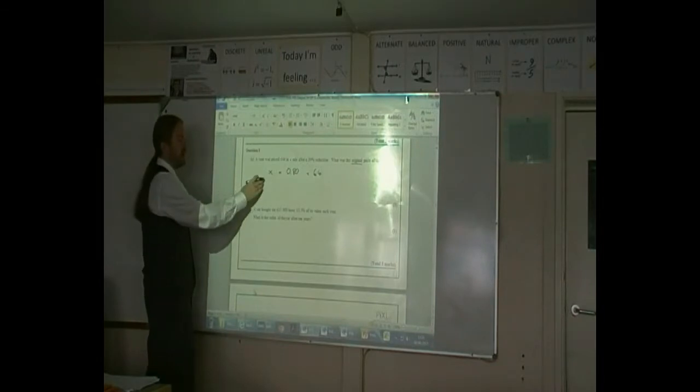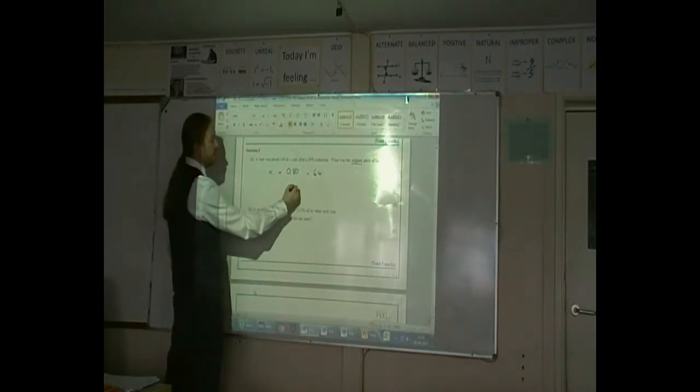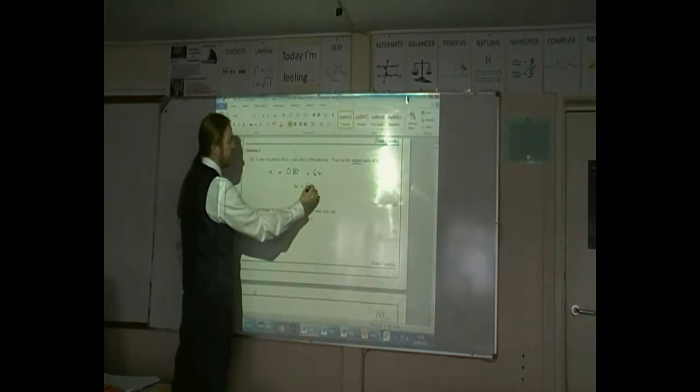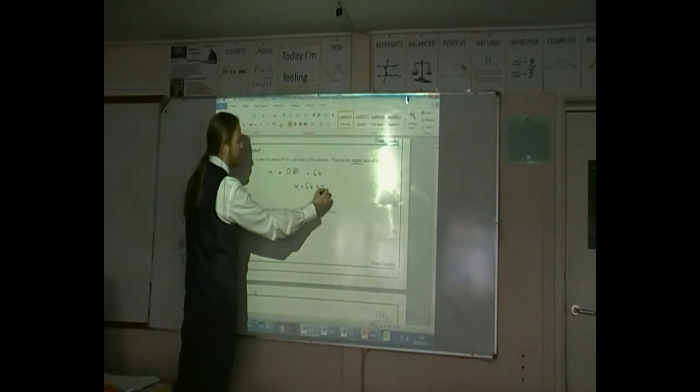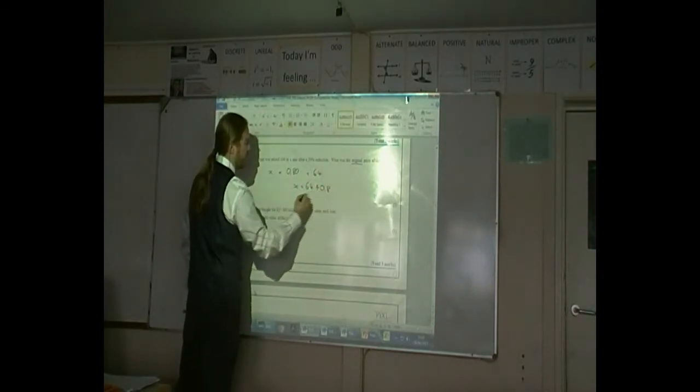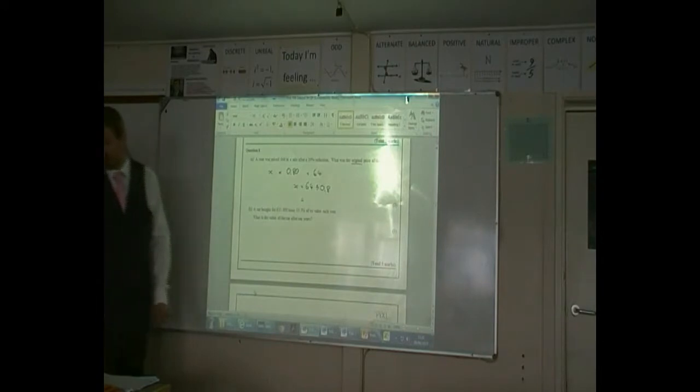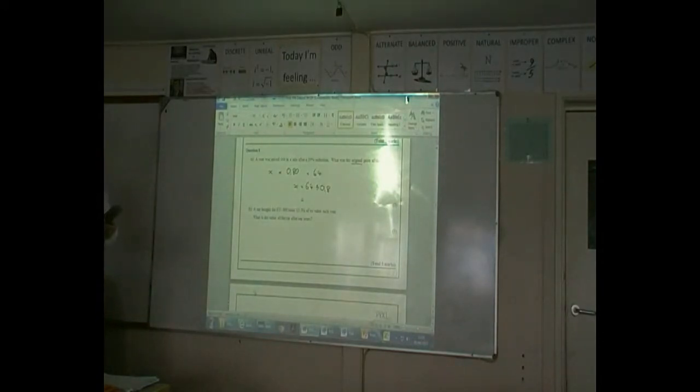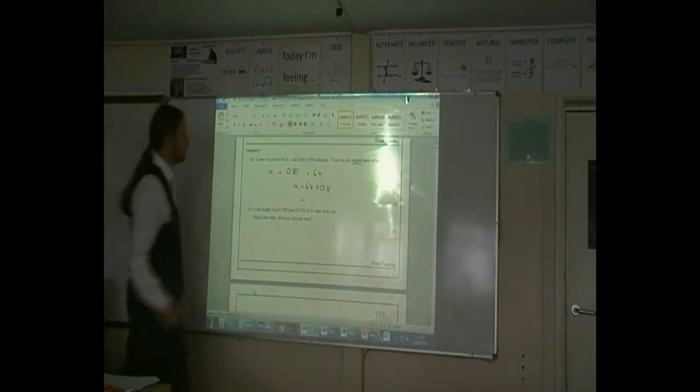So I want to find out what x is, so I have to divide by 0.8. So x equals 64 divided by 0.8. And with our calculator, we can work that out. And it's £80.